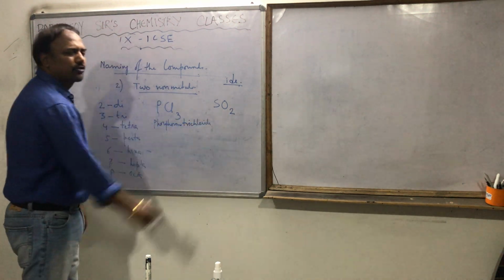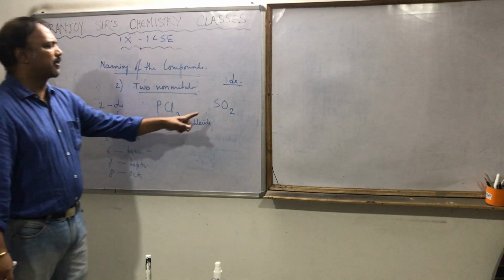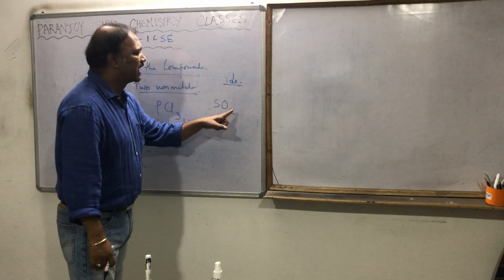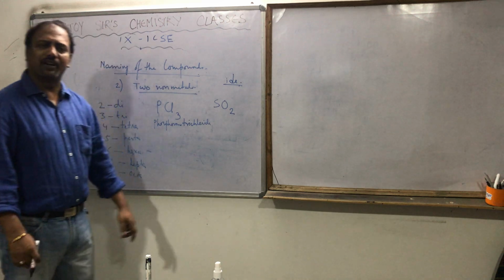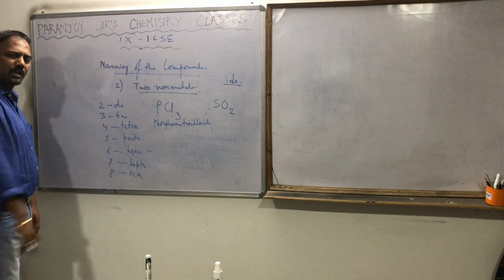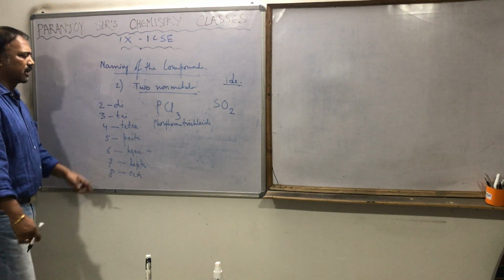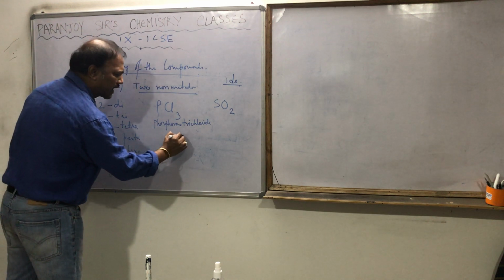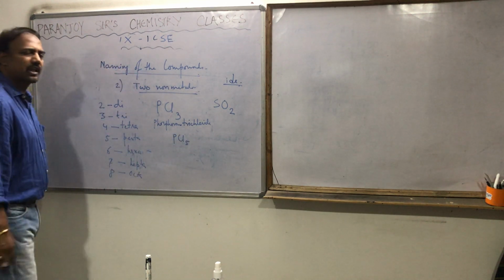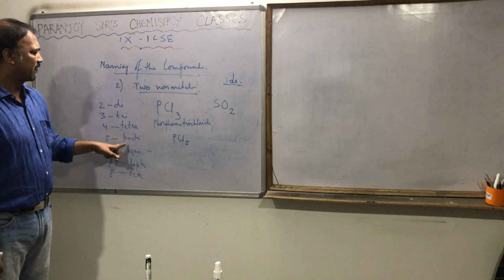So in the same way, what should be the name of this? The name of this will be sulfur dioxide, because both are non-metals. If I tell you to write down the name of PCl5, what should be the name of it? Phosphorus, 5 means what?